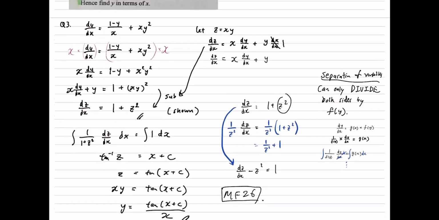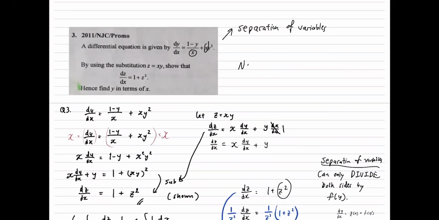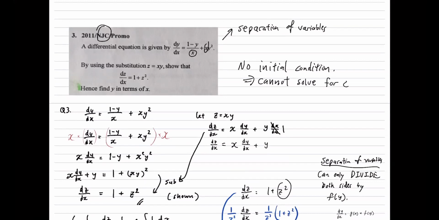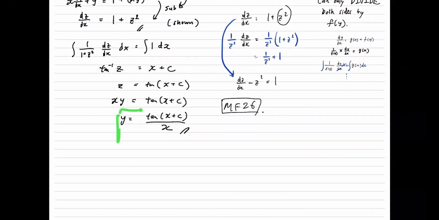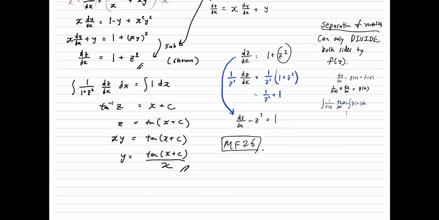So problem here is that there was no initial condition given. So unfortunately, the c cannot be found. Cannot solve for c. So this question was not so well set. NJC. Okay, you cannot solve for c. So that's all for this question. Next one. Any questions first?